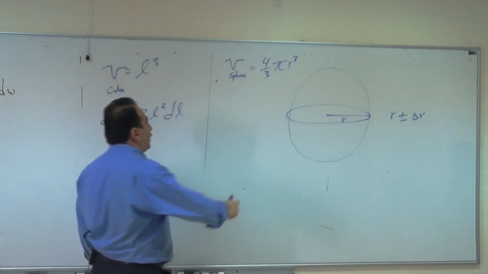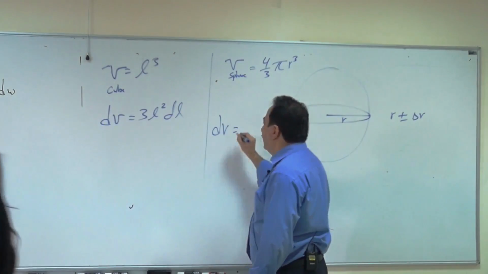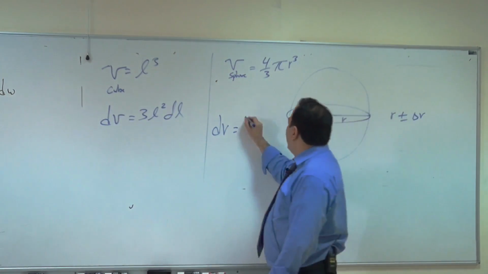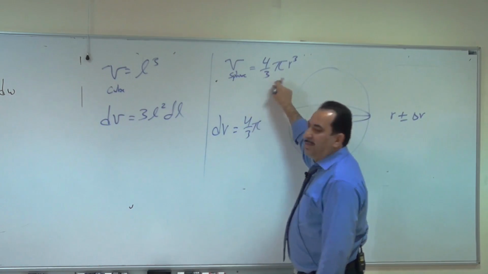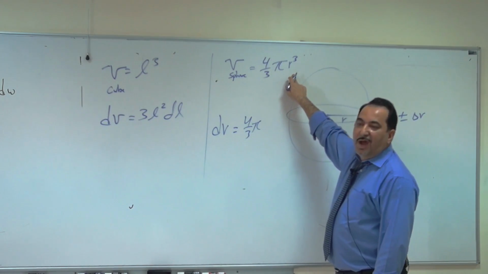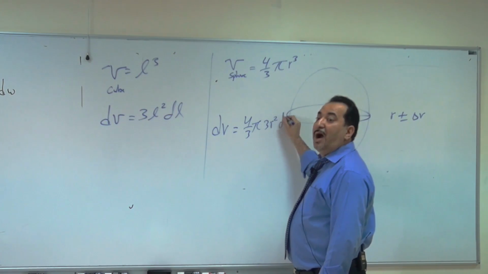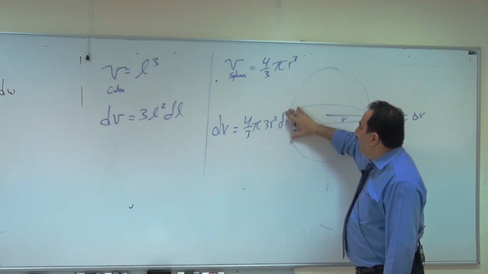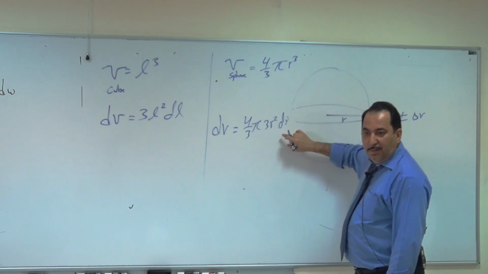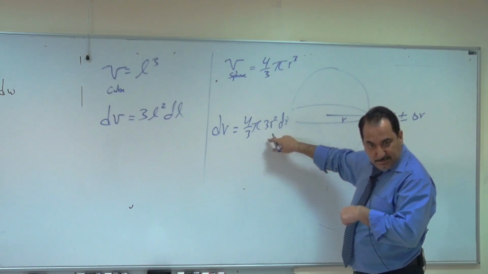Now, what's the derivative here? What is dV? 4 over 3 pi, these are constant numbers, yeah? Derive the r cubed: 3r squared dr. Don't forget the dr. dr means the error in the radius.